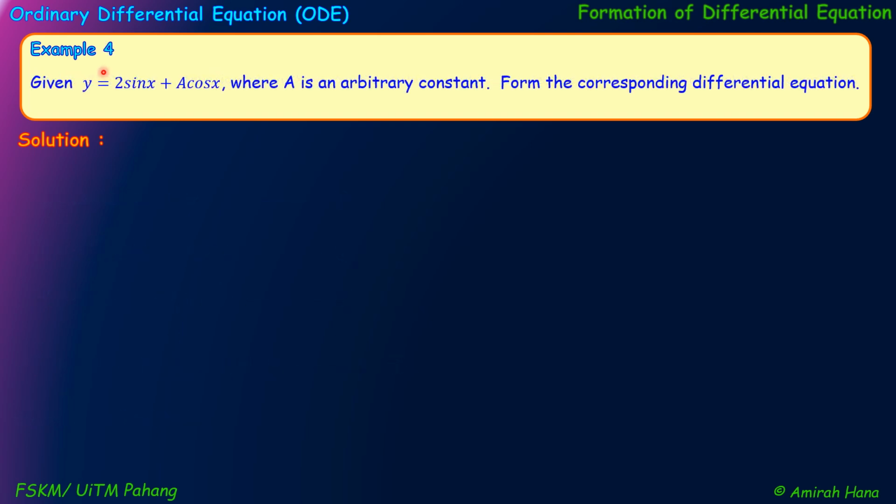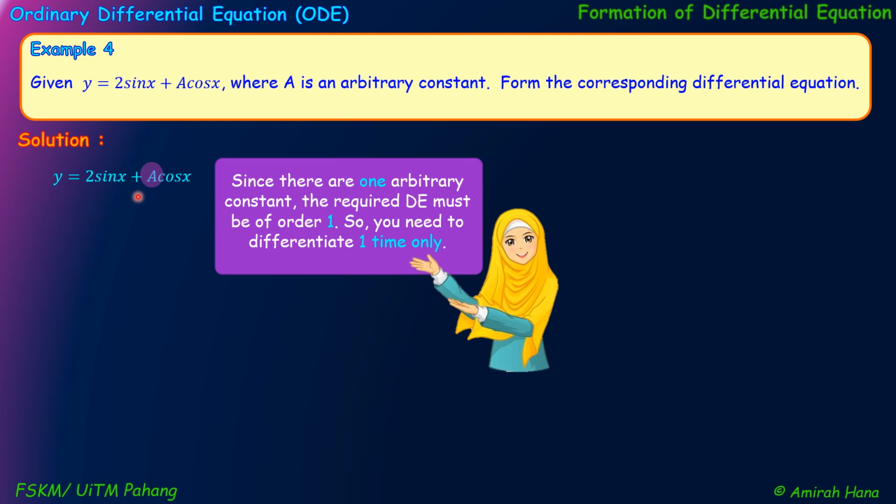Now we look at example 4. Given y equals 2 sin x plus a cos x, where a is an arbitrary constant, form the corresponding differential equation. From the given question, y equals 2 sin x plus a cos x. From here, we have one constant, which is a, right? Since there is one arbitrary constant, the required differential equation must be of order 1. So, you need to differentiate one time only, right?